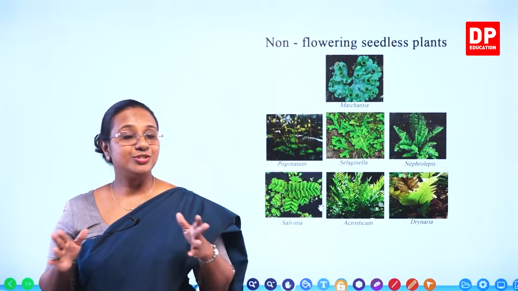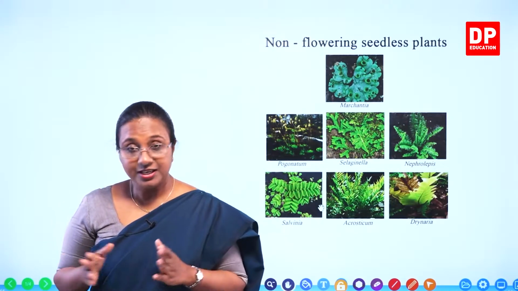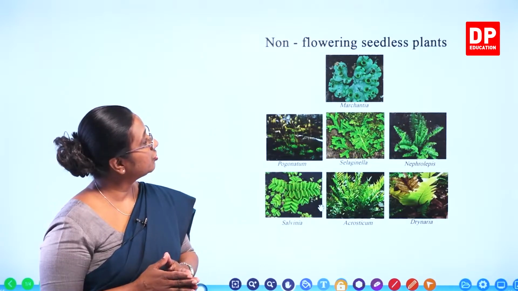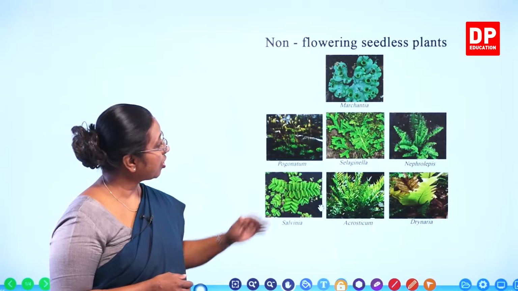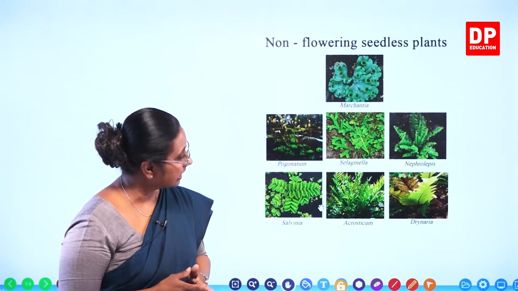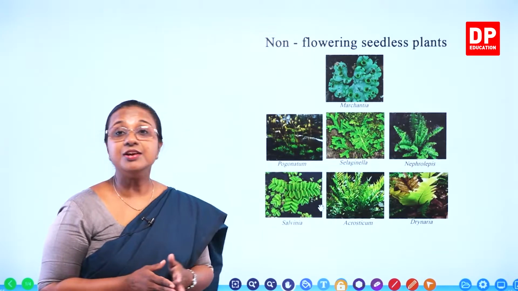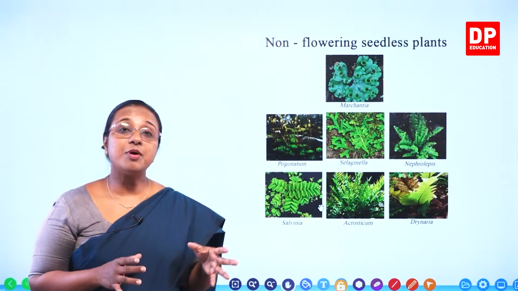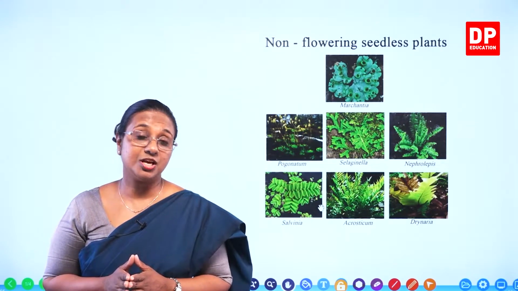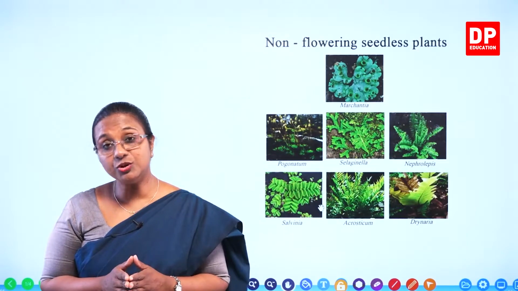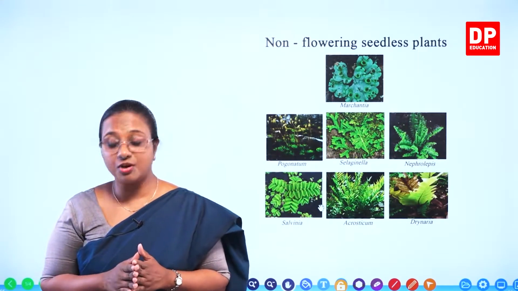This is a different kind of lab setup. As you all can see, here we have the slide where I have shown you all the non-flowering seedless plants. So the examples you all know: Marchantia, Pogonatum, Selaginella, Nephrolepis, Salvinia, Acrostichum, and Drynaria. Some of them have the thallus structure where there is no tissue differentiation. But the ferns have tissue differentiation. So now I am going to show you all two examples of ferns.